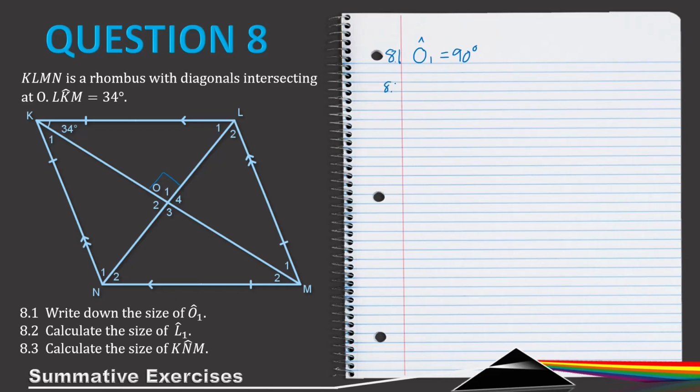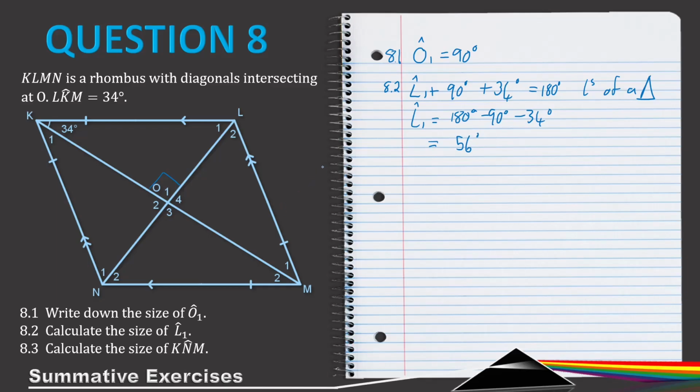Then 8.2, calculate the size of L1. Now, we can see that these three angles form a triangle. They are the angles of a triangle. So very easy to find L1. We can just say all three of them add up to 180, angles of a triangle, and solve. So I'm going to say L1 plus 90 degrees plus 34 degrees is equal to 180, and the reason is angles of a triangle, and then just solve. So L1 is 180 degrees minus 90 minus 34. Okay, so this is 90 minus 30 gives us 60, minus another 4 is 56. So this is 56 degrees.